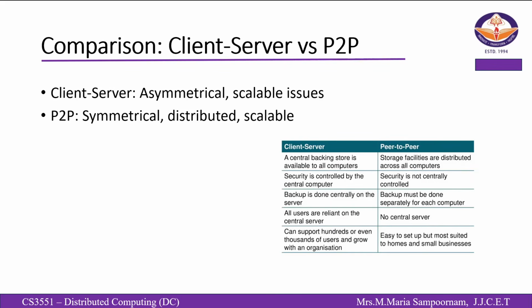Then comparison between client-server and peer-to-peer. Client-server is centralized and simple, but it can be overloaded. Peer-to-peer is decentralized and scalable, but harder to manage. For example, Google Talk for client-server and BitTorrent for peer-to-peer.